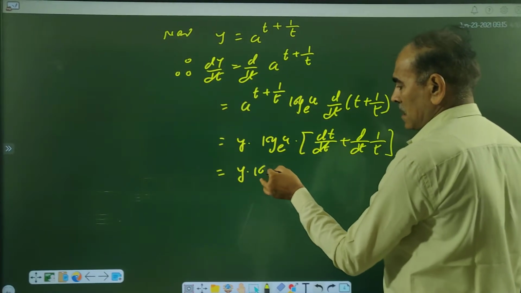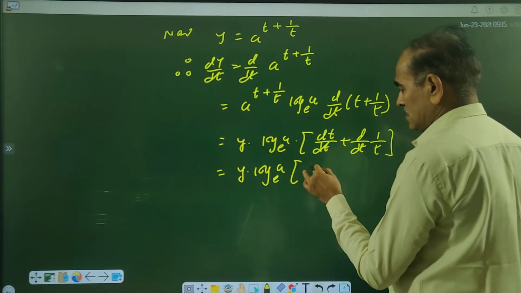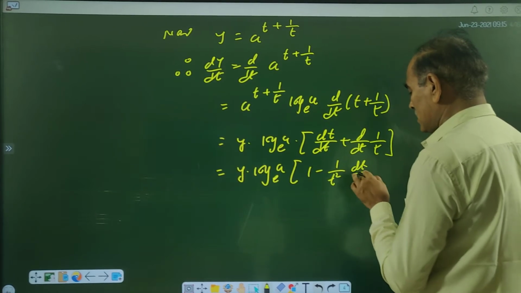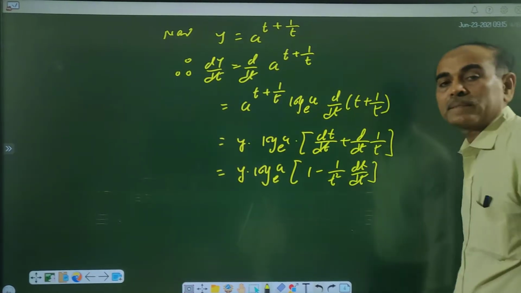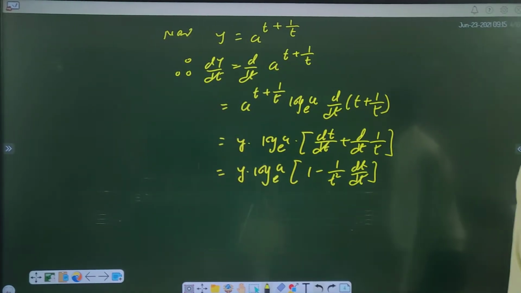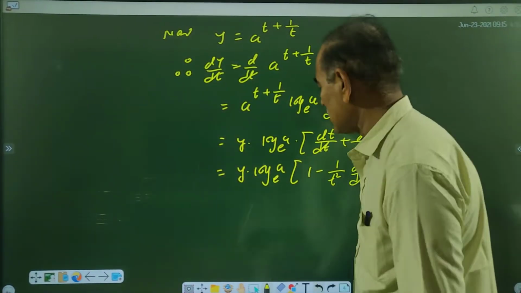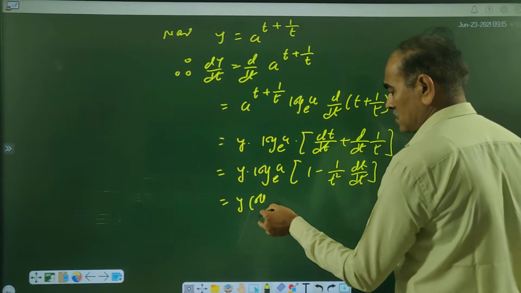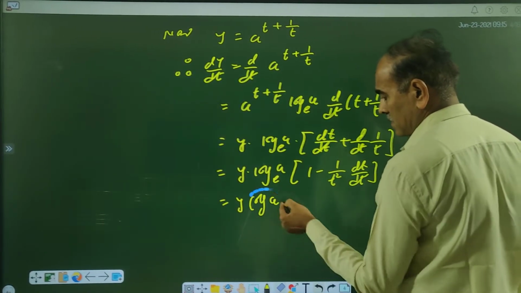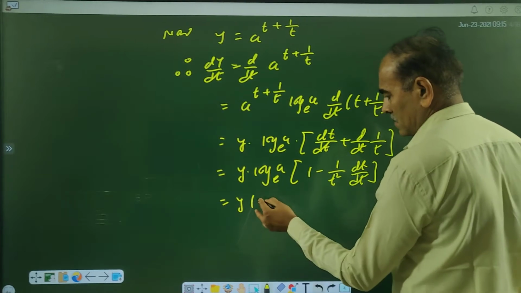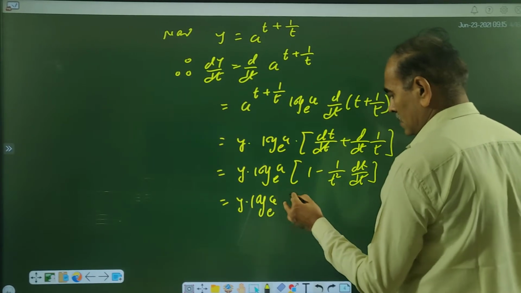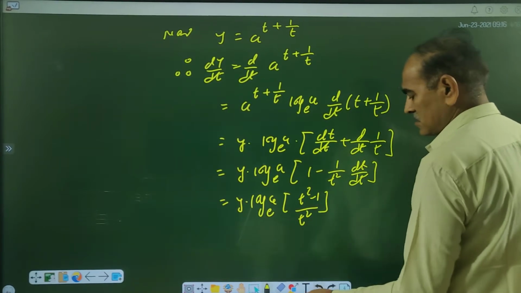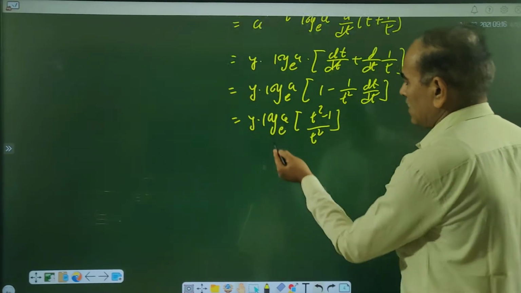That is equal to y log a base e. This is nothing but (1 minus 1 by t square) d by dt of t, because 1 by some function gives minus 1 by the function square into the derivative of that function. So y into log a base e, and what happens here? t square minus 1 over t square. That is our dy by dt.